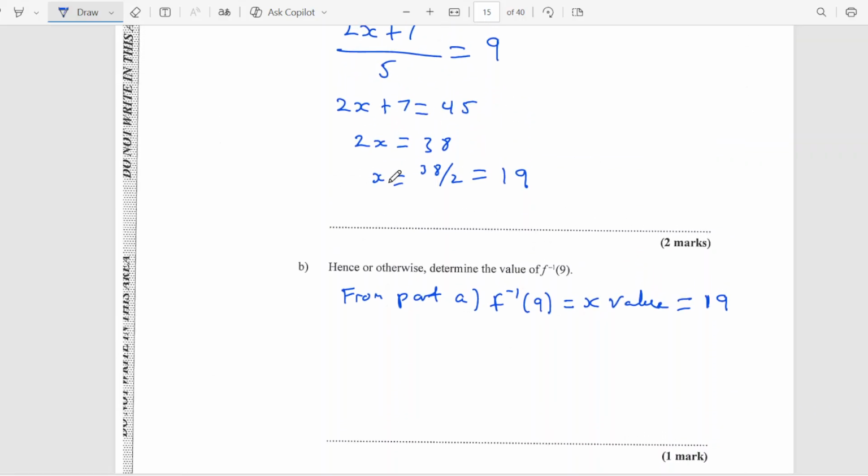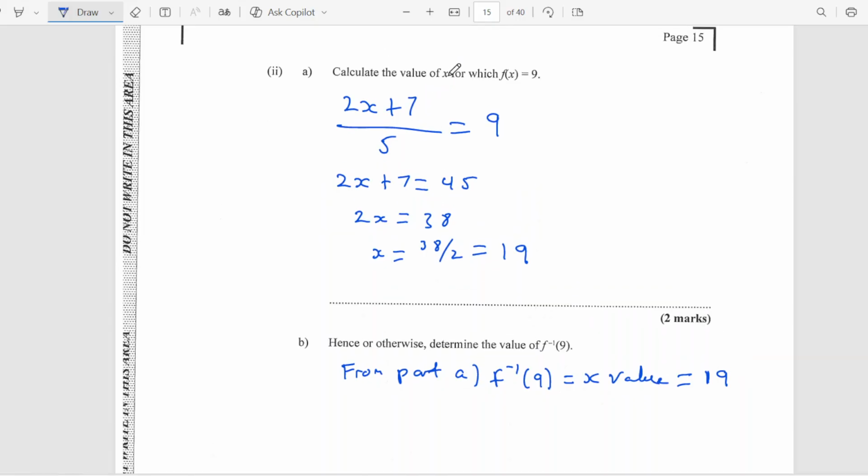So if you understand that this x is when you substitute 9 as f of x equal to 9, and we get the x value as 19, then when you find the inverse of 9, it is like doing the reverse, right? The input and the output. This is the output and this is the input. So in this case now, this is the input and that is the output. So that's why this could be 19. If you understand that in functions, you could just write this and get your answer. But if you can't see that, then you have to do the working and come up with the answer. Find the inverse first.